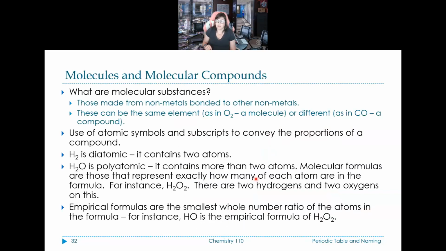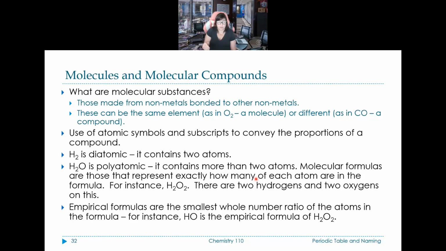All right, so where are we going now? I'm going to talk about molecules and compounds. So what is a molecular substance? Molecular substances are those from nonmetals bonded to other nonmetals. So we're talking about that top right corner of the periodic table when they're bound to each other. These can be the same element as in O2, and we'll talk about which ones occur that way a little bit later, or different as in CO. So it can be the same element or different elements, but there's two things bound together.